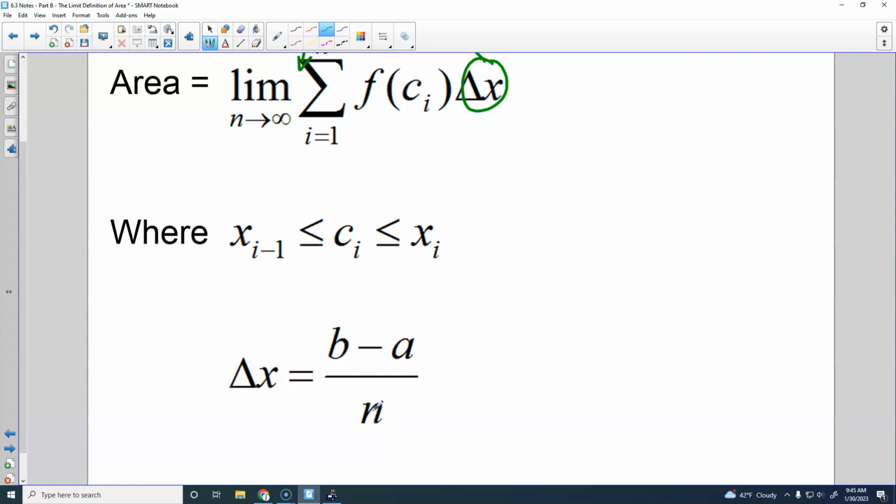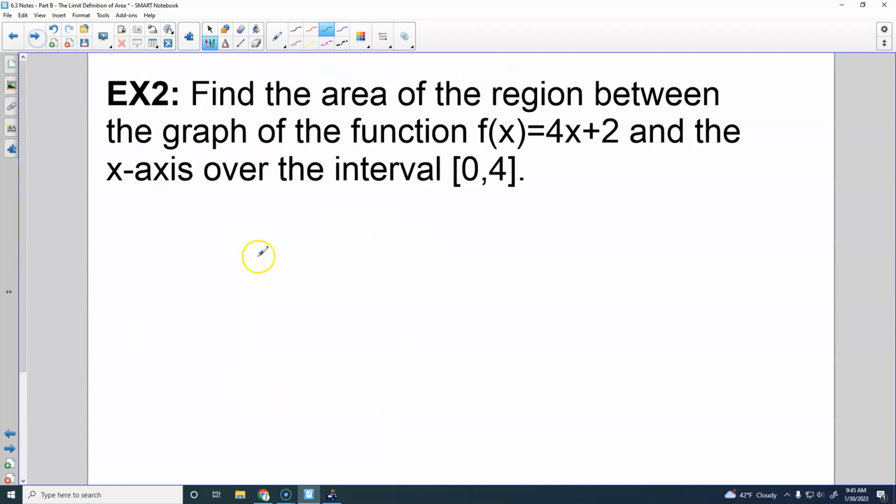I'm not going to give you anything that doesn't start at 0. All of the ones I'm going to give you are going to start at 0, because if they don't start at 0, it makes it a lot harder to set up. And we don't need to spend time on that because it's not something you're really going to see, I don't think. So let's look at the next.